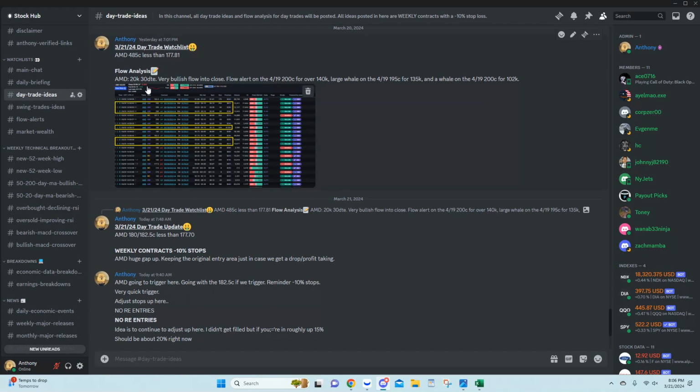So my flow analysis: AMD, 20K, 30 days expiration on the flow feed. Very bullish flow into close here, and I'll zoom in on this in a second. Flow alert on the 419 200 call for over 140,000. Large whale on the 419 135 call for 135K, and a whale on the 419 200 call for 102K.